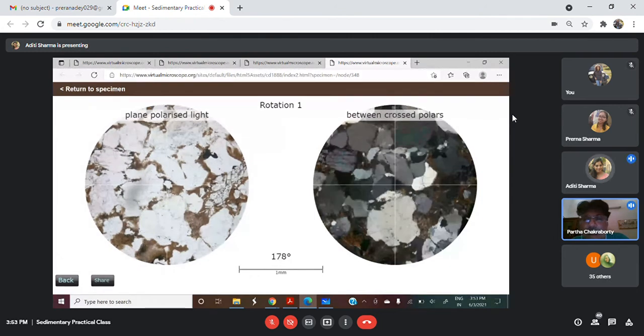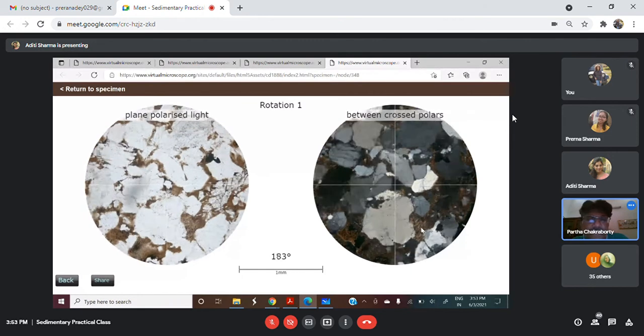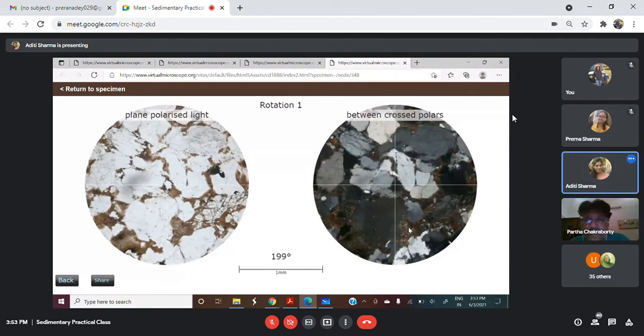Students, are you getting any matrix here? So we are seeing only the clasts. No, sir. Clasts and cement, iron oxide. So we are not getting matrix here, and it is an arenite. That means it is an arenite, and the grains are fully dominated by quartz. So that's why we are calling it a quartz arenite.